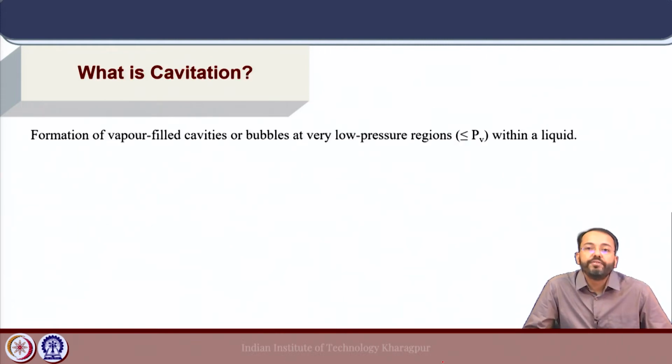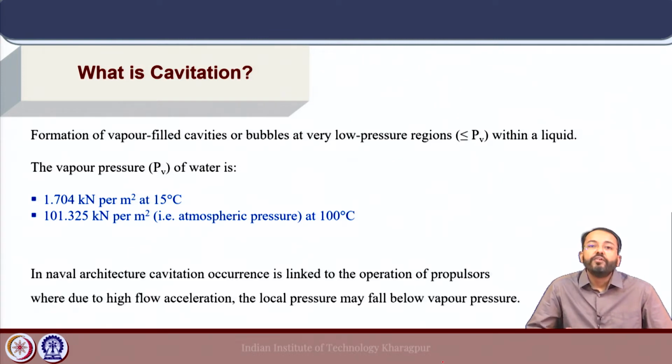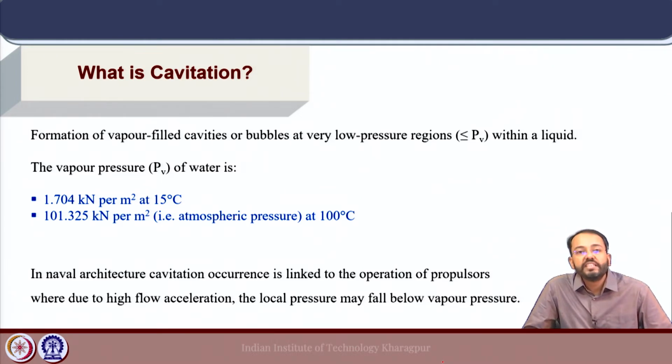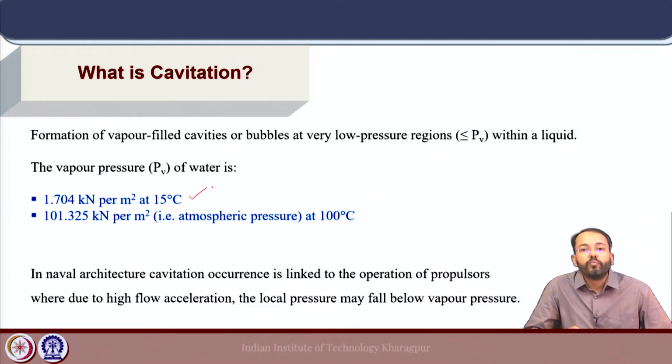So, just a brief recap of the cavitation phenomena. It is the formation of vapor filled cavities or bubbles at very low pressure within the liquid, and we have seen for naval architecture application like ship propellers, it is possible that the local velocities may be very high due to flow acceleration around the propeller, and that can lead to the local pressure falling below the vapor pressure, and the vapor pressure for water at 15 degree is 1.7 kilonewton per meter square.